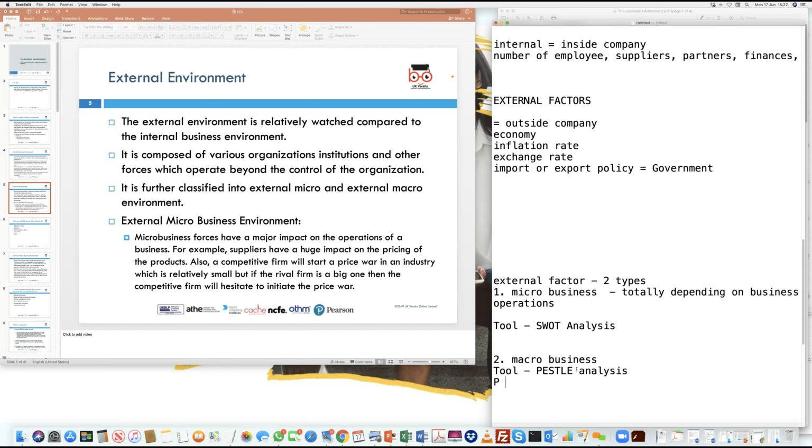In PESTLE analysis, P stands for political factors, E for economic factors, and so on and so forth. So we'll discuss these. When we look at external factors, they are of two types: micro and macro. First, micro factors, which are totally dependent on business operations.